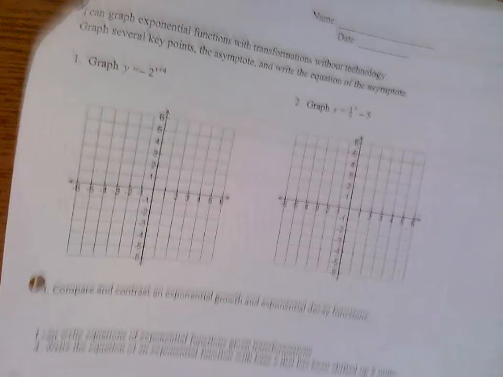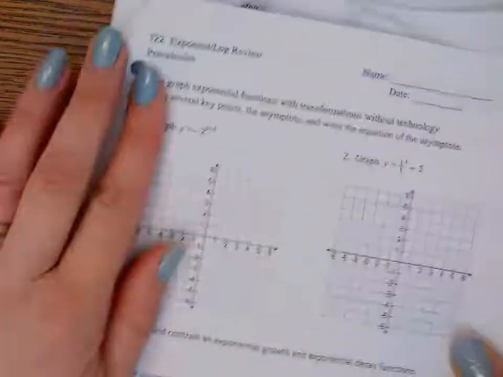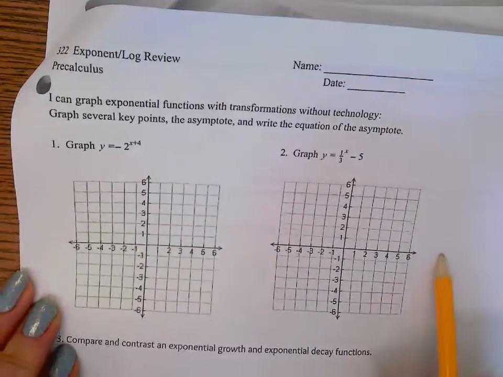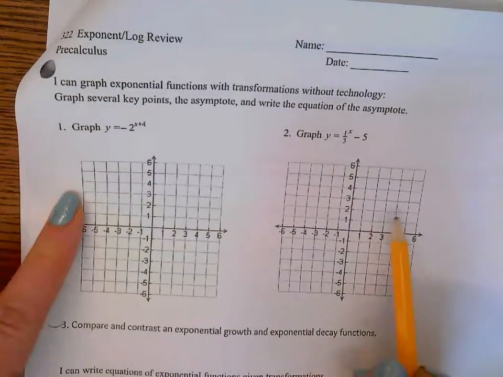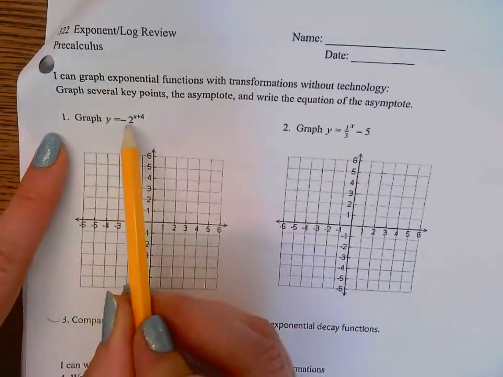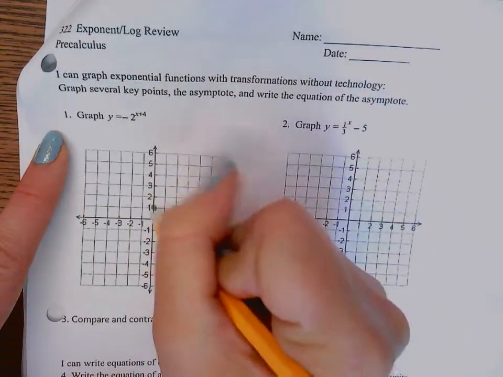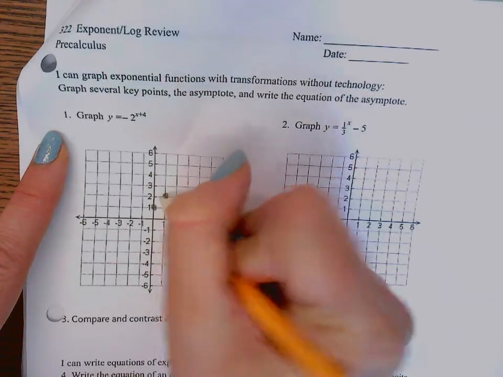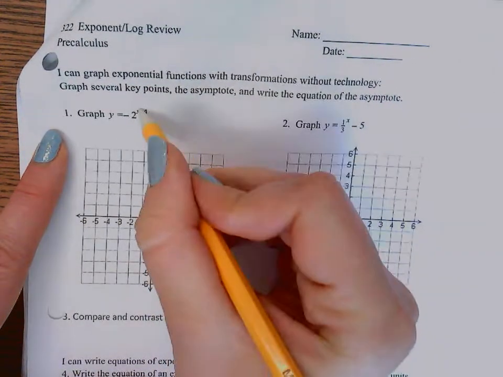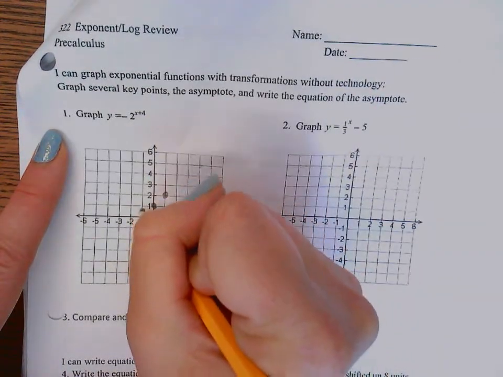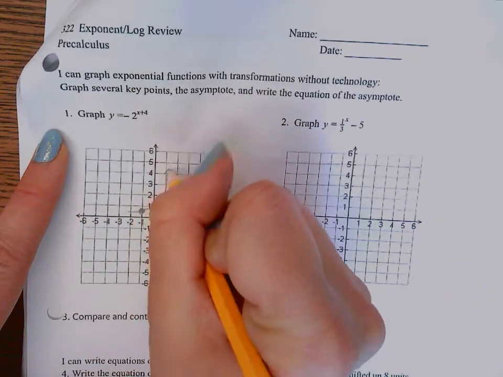This is going to be the odds of the review sheet. And so this first one, I'm going to graph the parent function 2 to the x first. All exponential functions go through (0, 1), (1, the base), which is 2 in this case, and then (-1, the reciprocal of the base). So there is 2 to the x.